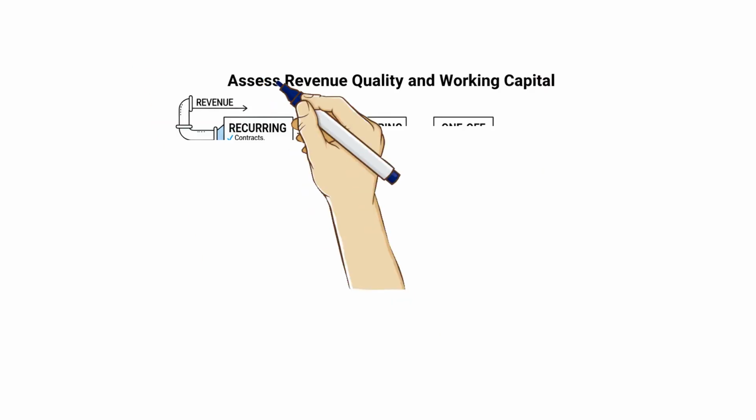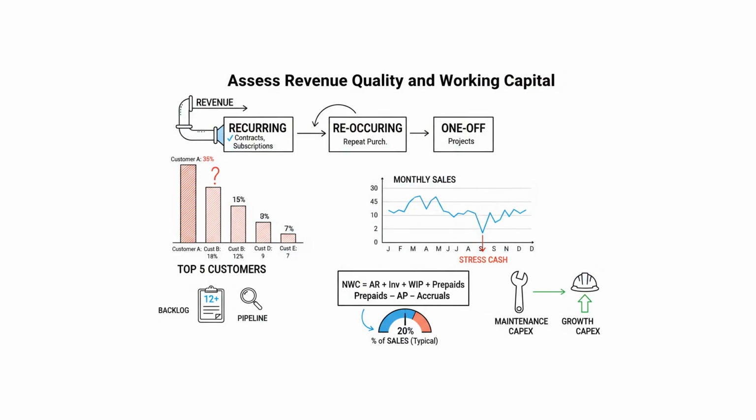2 companies with identical earnings can deserve very different multiples based on quality. Map revenue sources into recurring contract subscriptions, reoccurring repeat but not contractual, and one-off project work. Note customer concentration. List top 5 customers and their percentage of sales. Over 20-30% in one account increases risk.